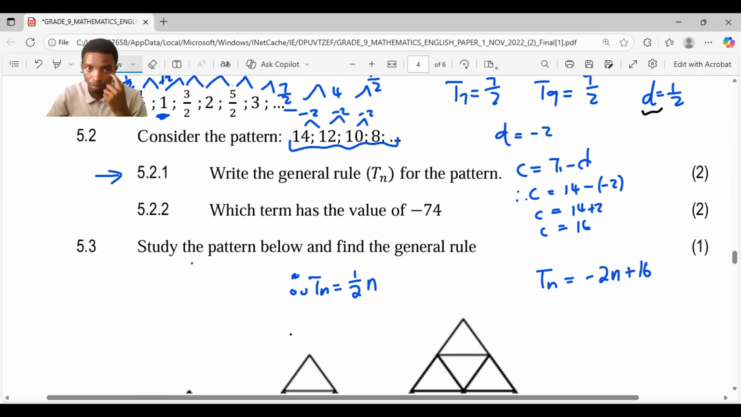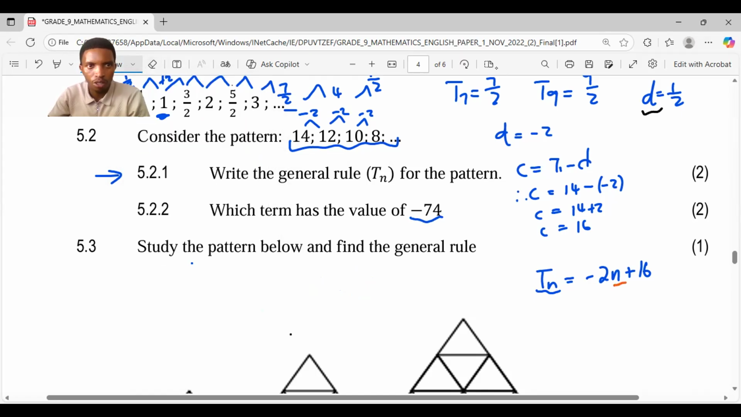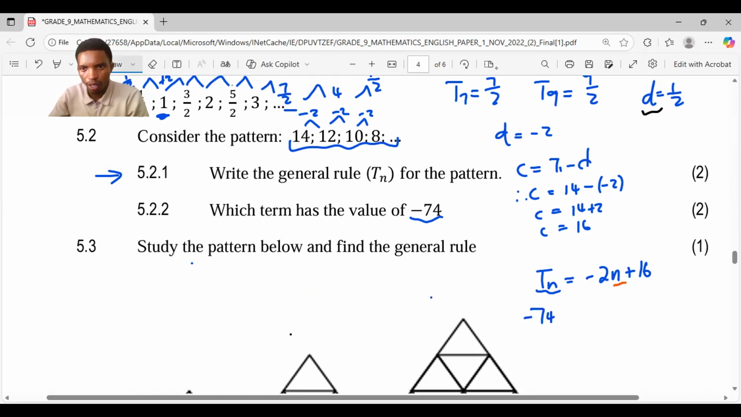And then moving on, they're saying which term. Whenever they say which term, this means that in place of Tn, we're going to put that value there, negative 74, and then solve for n, because they want which term. So here we're going to have negative 74 is equal to negative 2n plus 16.